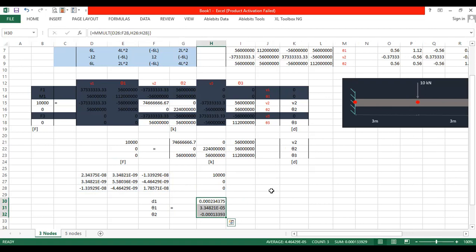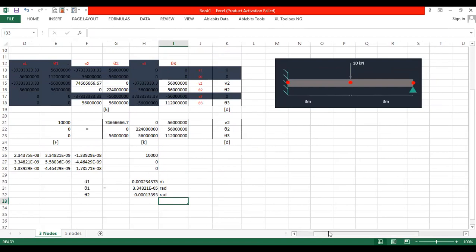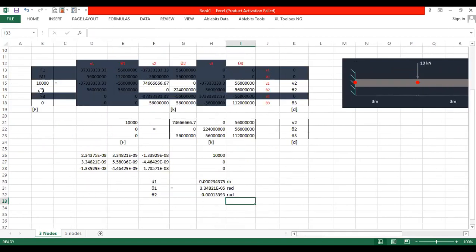So this is your answer. T1, T2, T3 in millimeters, meters. This is radian. This is radian. Okay. So you can see there's 0.2 millimeters deflection, and theta 1 is a rotation in the clockwise direction. You can see this negative means theta 2 is anti-clockwise, right? So once you plug these in, you can find F1, F2 and F3, because you have already found these values.